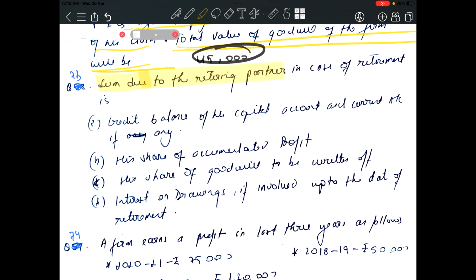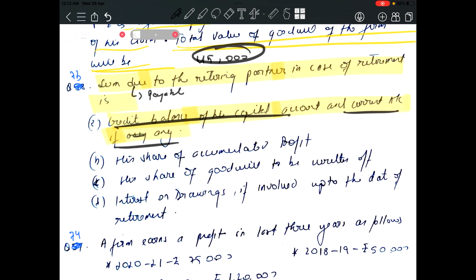Sum due to the retiring partner in case of retirement is the credit balance of his capital account and current account, if any. What is the sum due? Sum due basically means payable. What is payable to a retiring partner? The credit balance of his capital account, obviously. If there is any balance in his capital account, we will pay that, and if there is any balance in the current account also, we will pay that. So A is the right answer.